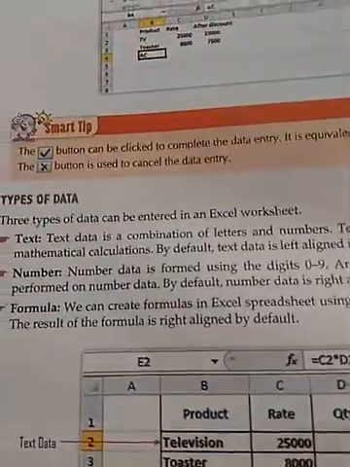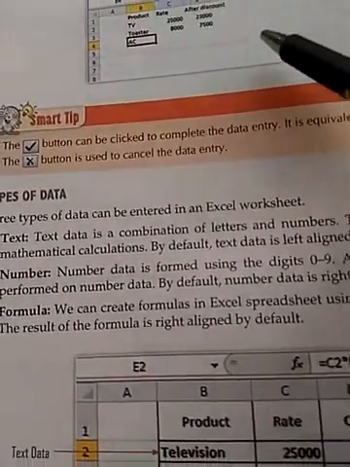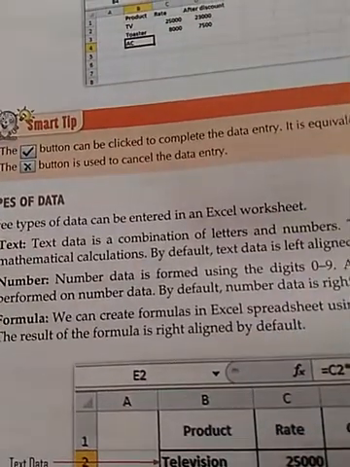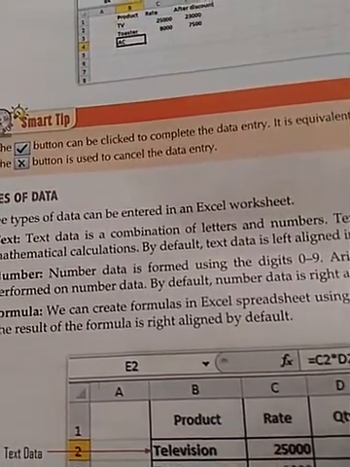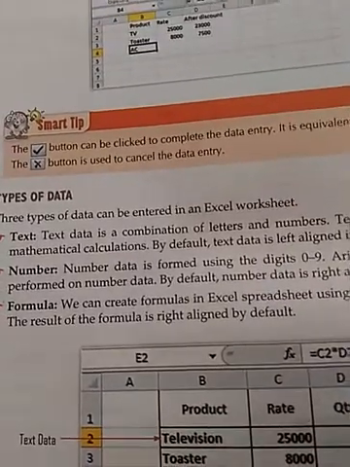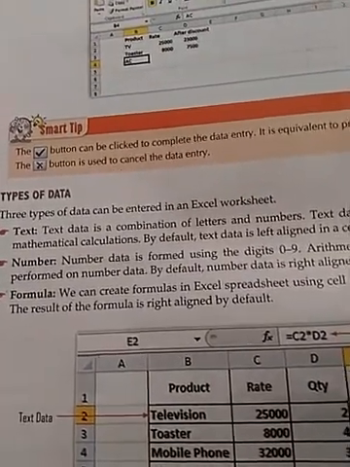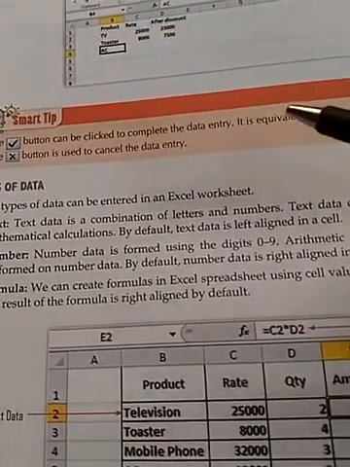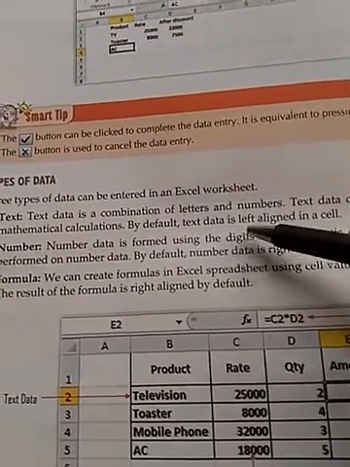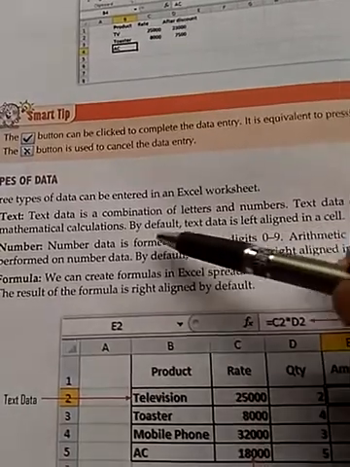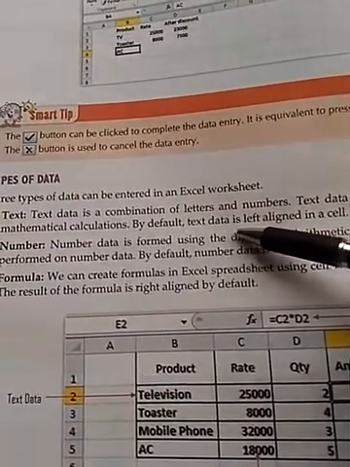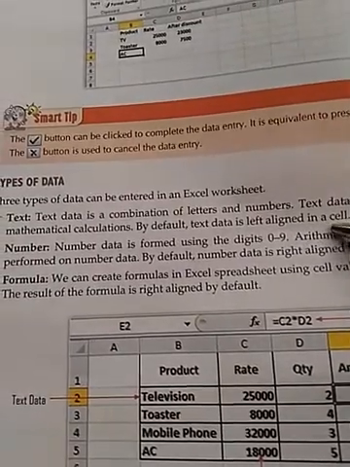Now, types of data. What type of data can you enter? The text data. Text data means it is a combination of letters and numbers. Means any character, anything can be entered in the cell. By default, text data is left aligned in a cell. Remember this. By default, text data is left aligned in a cell.